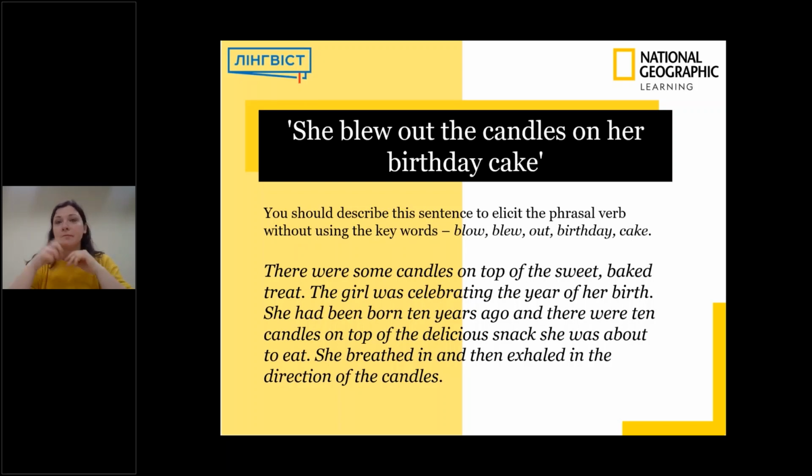And it helps, what is very important, to recall and use synonyms, which we also need when we practice and prepare for the use of language part of the exam. So you should describe the sentence to elicit the phrasal verb without using the key words. It's up to you what keywords, but usually they are like here: blow, blew, out. So the words that are written, and some very obvious ones like birthday and cake.